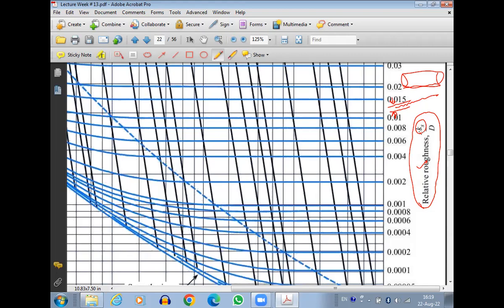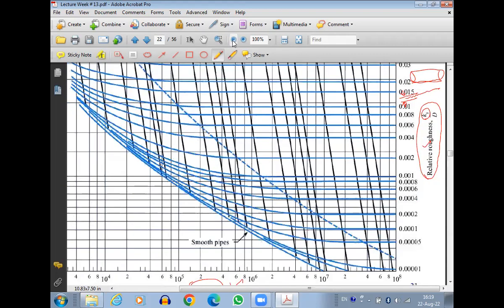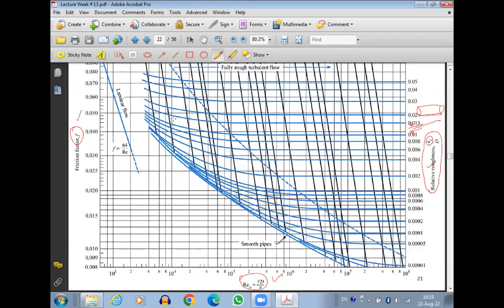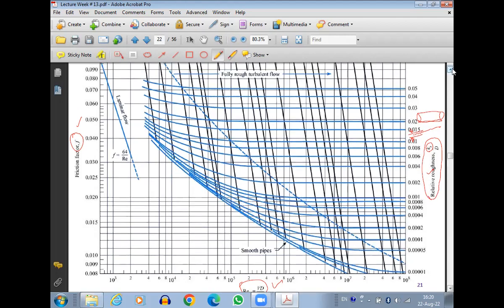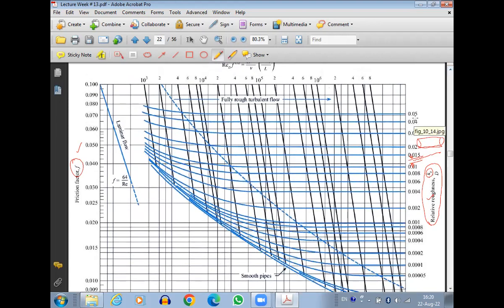Okay. So here in the center, you see all these dark blue lines. All these dark blue lines are basically the relative roughness lines. So if we know the specific relative roughness for the pipe that is in consideration, we can reach that specific relative roughness curve, and then we can find out what the friction factor is. The values of these Ks by D are mentioned here, starting from 0.00001, and these values are increasing, and the maximum value here is 0.05.